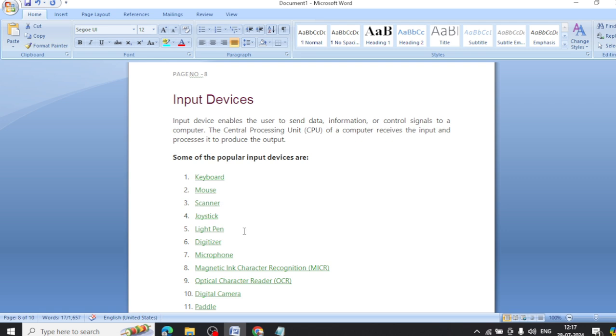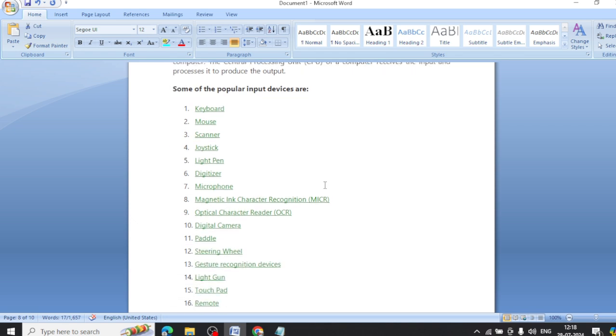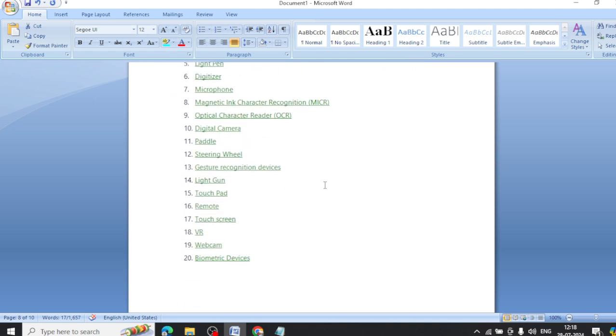Now look into this. Computers have some input devices and some output devices. Look into the input devices. What is an input device? Input devices enable the user to send data, information or control signals to a computer. The central processing unit (CPU) of a computer receives the input and processes it to produce the output. Some popular input devices are keyboard, mouse, scanner, joystick, light pen, etc.